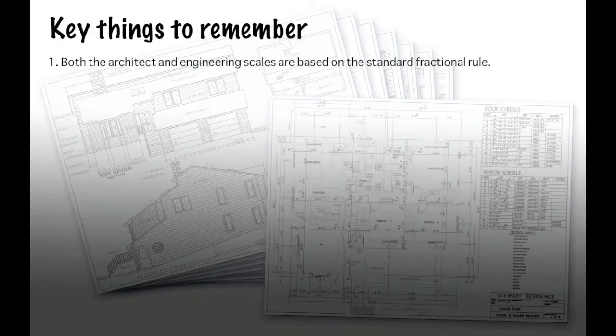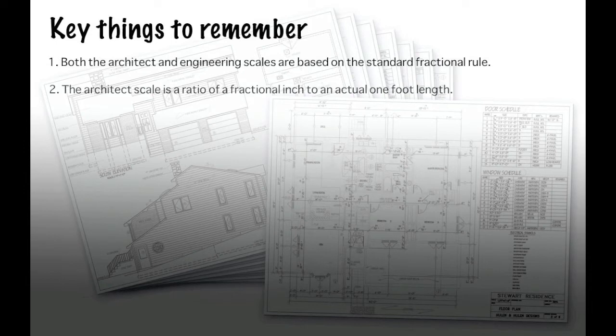Now that we have reviewed reading architect and engineering scales, let's do a recap on what we have learned. I've put together a checklist. Let's go through that checklist and also look at some do's and don'ts of using architect and engineering scales. Key things to remember. Both the architect and engineering scales are based on the standard fractional rule. Number 2, the architect scale is a ratio of a fractional inch to an actual 1 foot length.